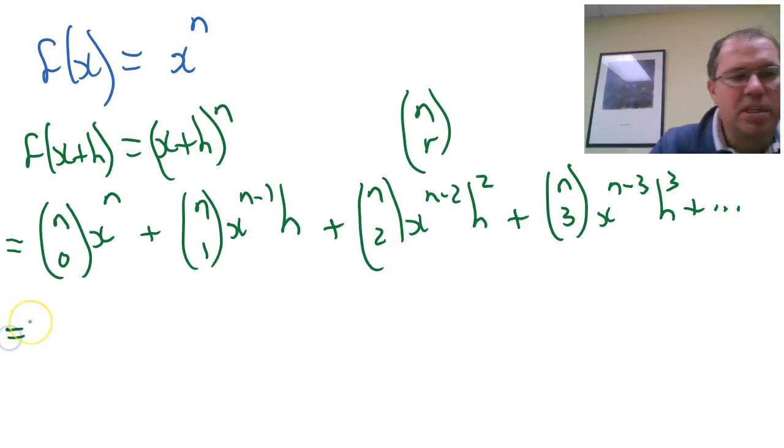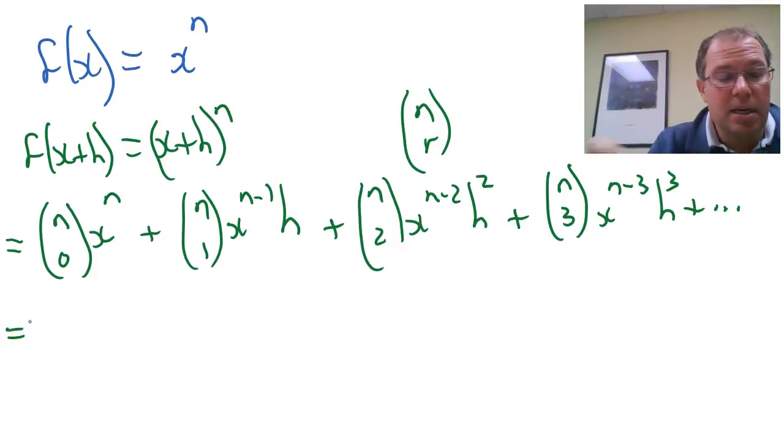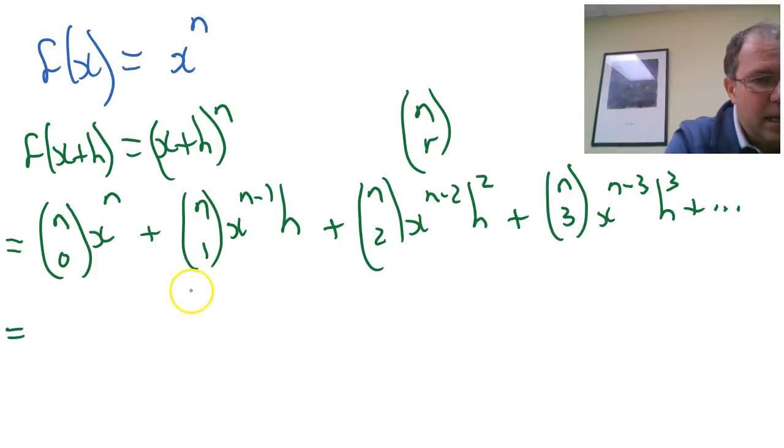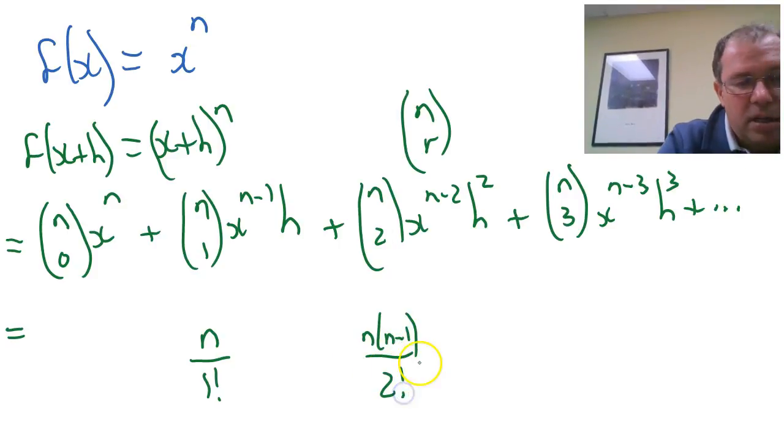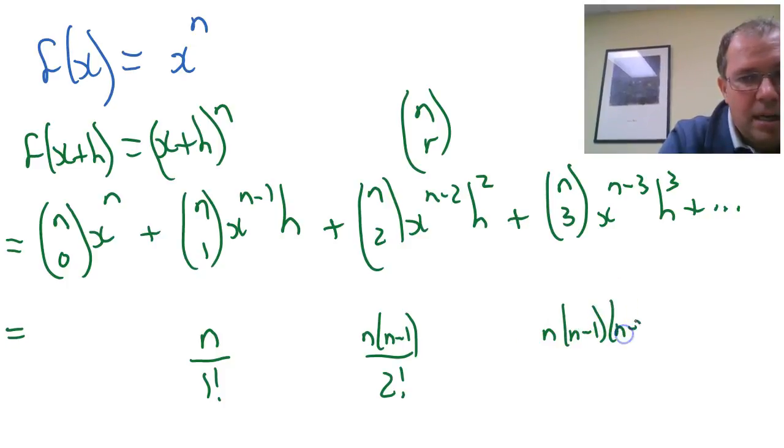So in a previous video I showed how you can actually write n1, for example, here as n over 1 factorial. n2 is n times n minus 1 over 2 factorial. n3 is n times n minus 1 times n minus 2 over 3 factorial.